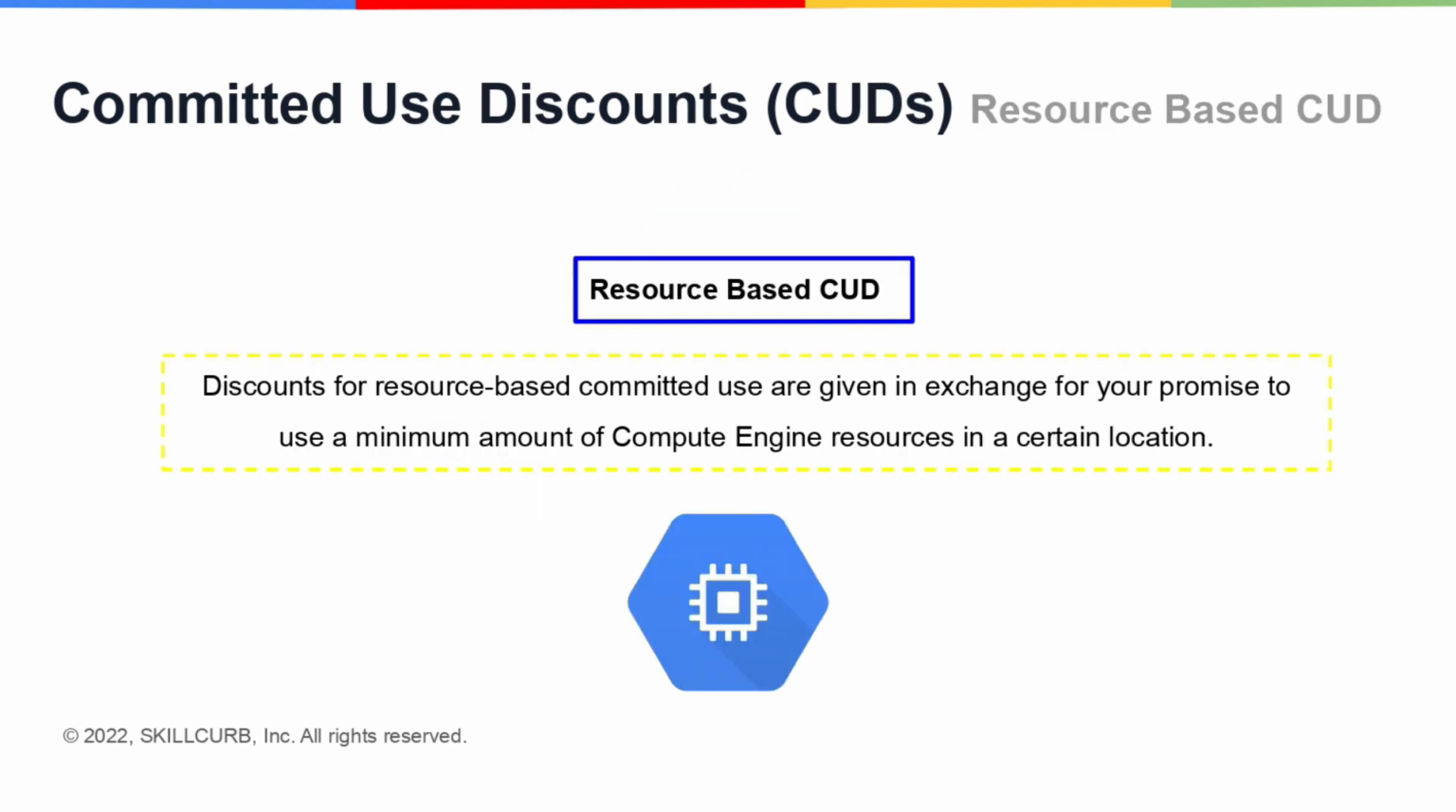Discounts for resource-based committed use are given in exchange for your promise to use a minimum amount of Compute Engine resources in a certain location. The discount is valid on local SSDs, vCPUs, memory, and GPUs. When you have predictable Compute Engine resource needs, you can use diverse machine instances across your business thanks to this flexibility. Only Compute Engine is eligible for resource-based committed use discounts at this moment.